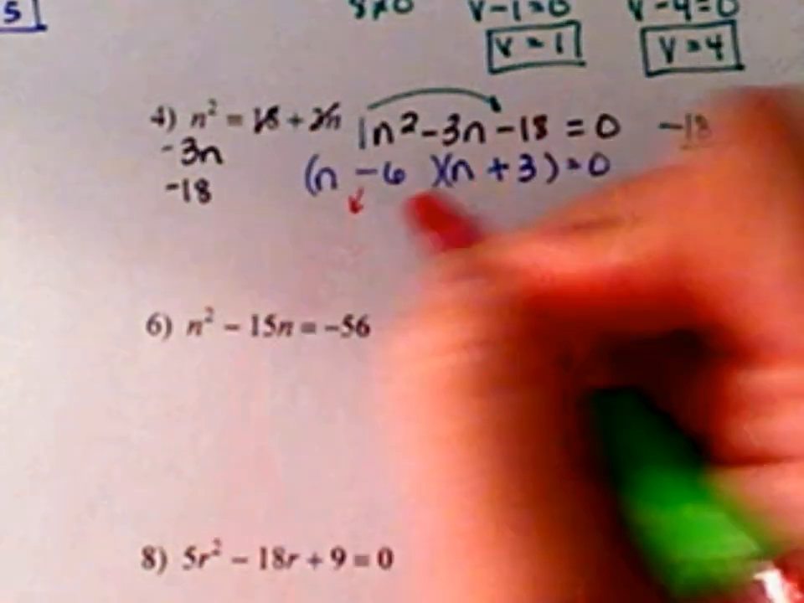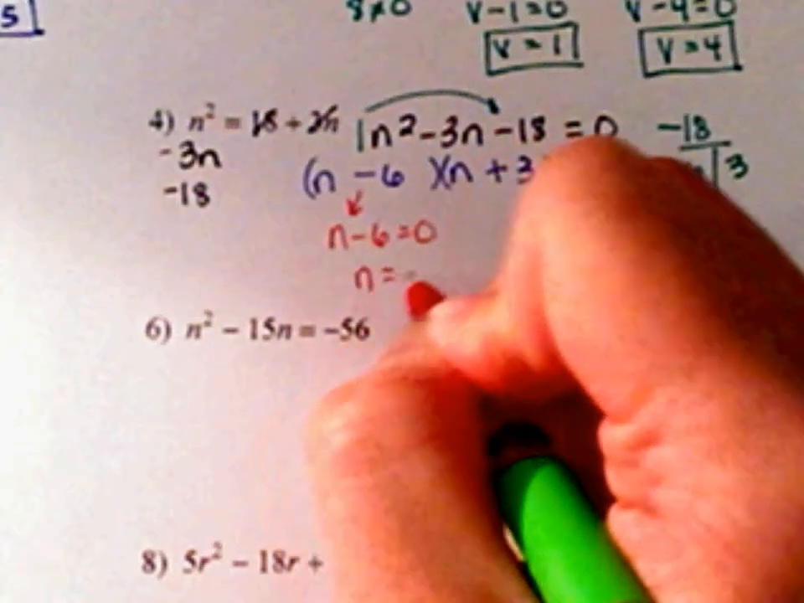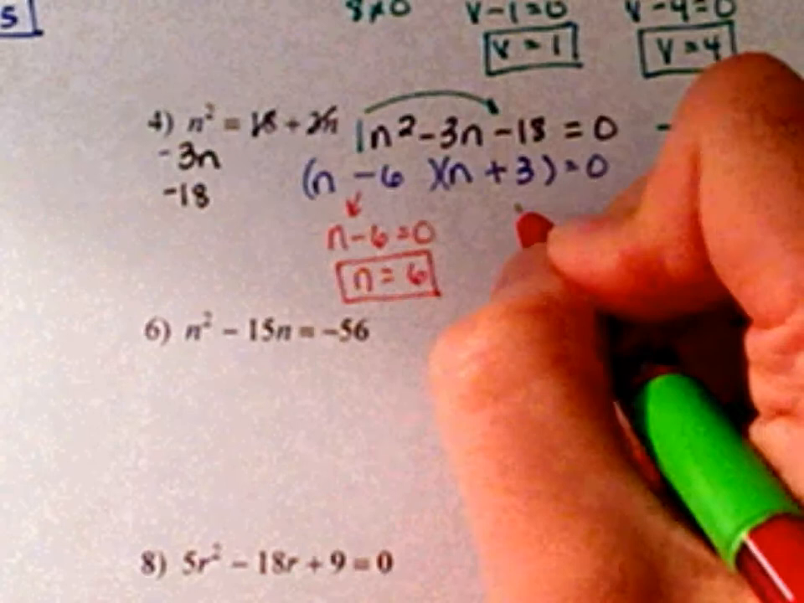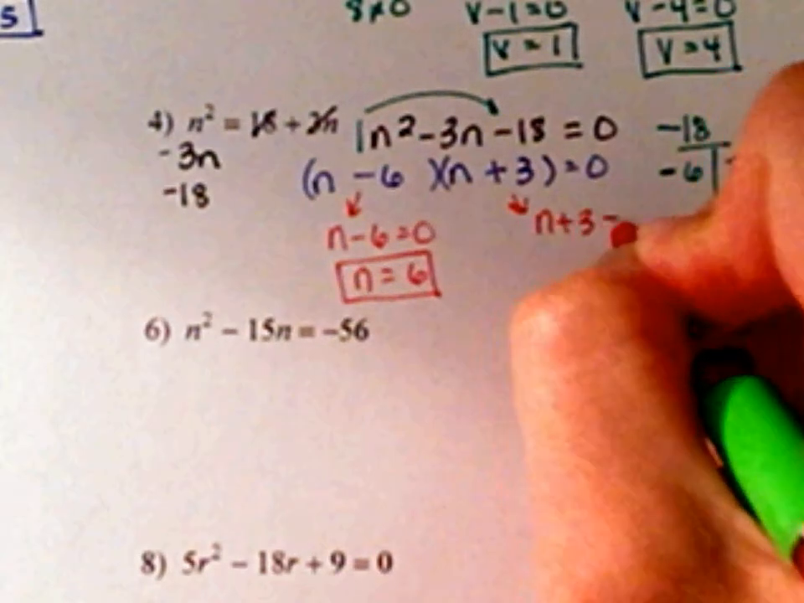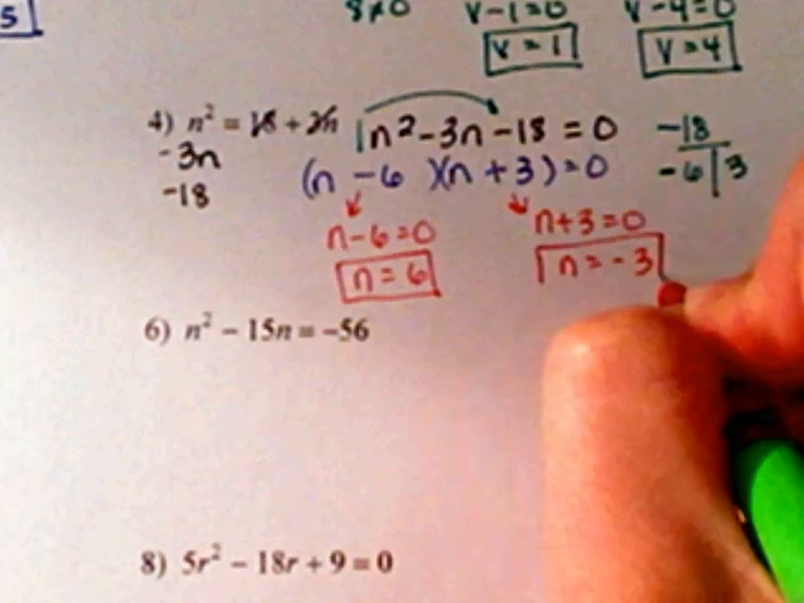Set that first group equal to 0. Add 6 to both sides. N is equal to 6. N plus 3 equal to 0. Subtract 3 on both sides, so n is equal to negative 3.